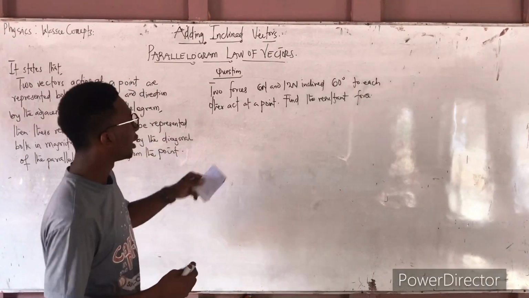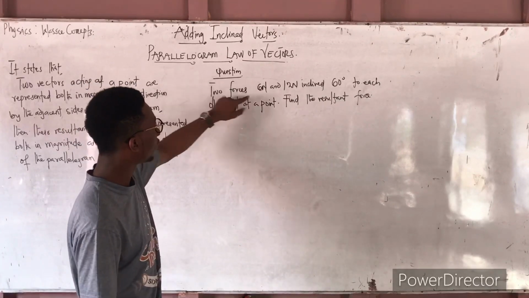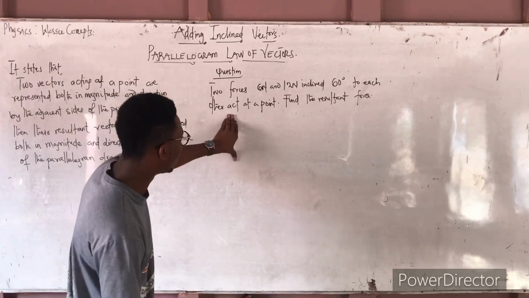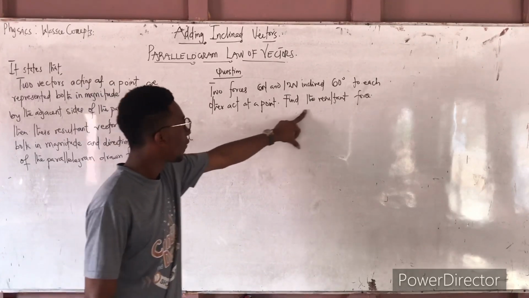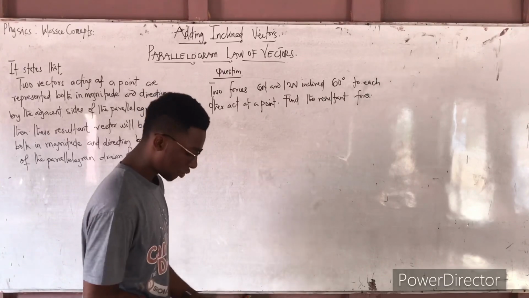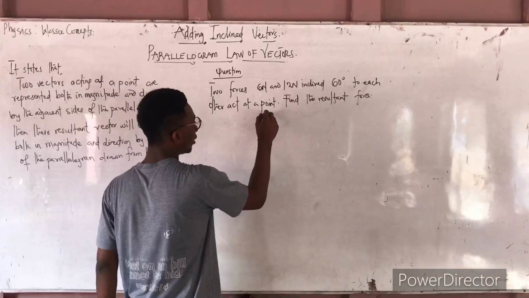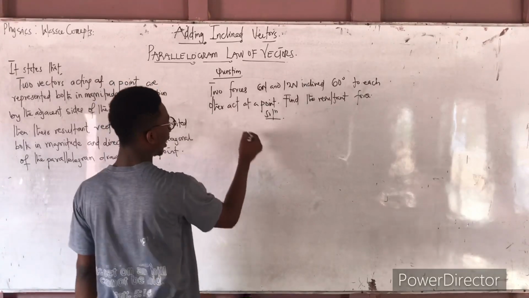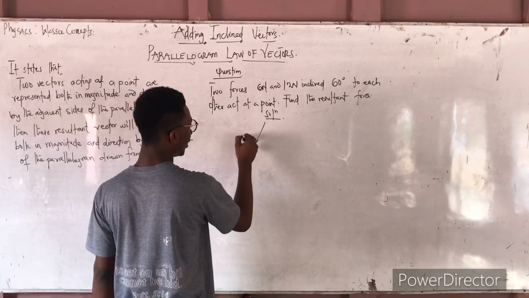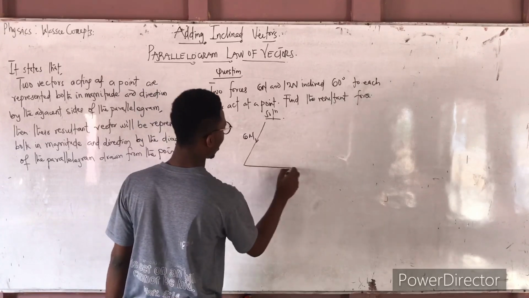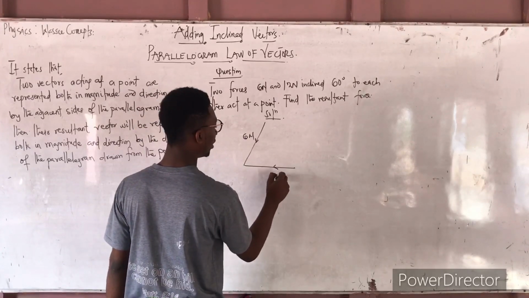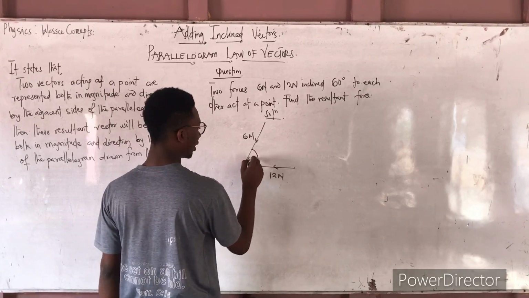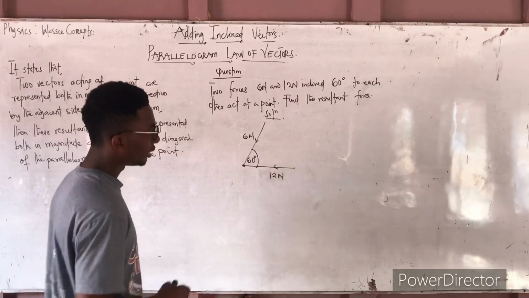Alright, so this is a question. The question says that two forces, 6 Newtons and 12 Newtons, inclined at 60 degrees to each other, act at a point. Find the resultant force. You have to find the resultant force. So here, the resultant force is very simple. These are the two forces here, 6 Newtons, and the other one is what? 12 Newtons. They are inclined at 60 degrees to each other.